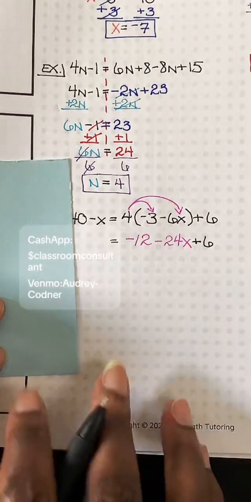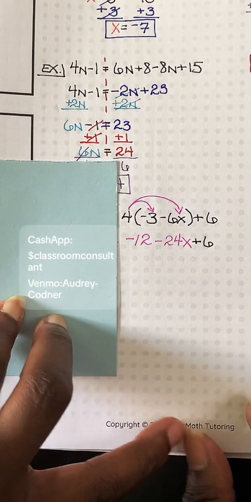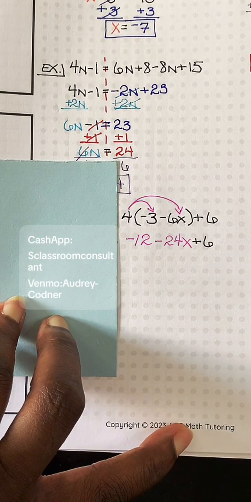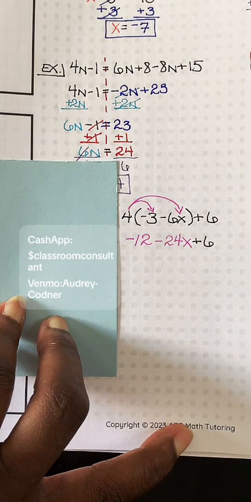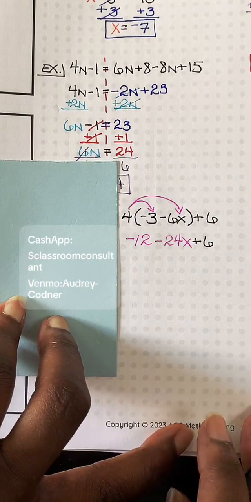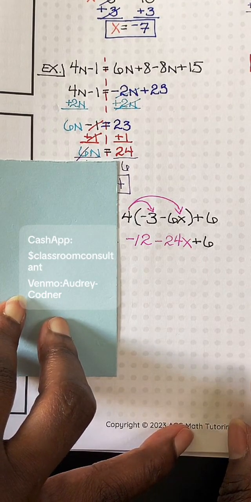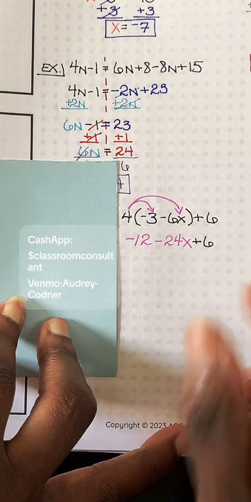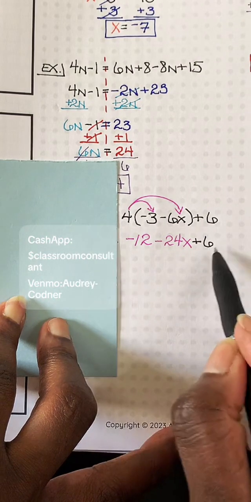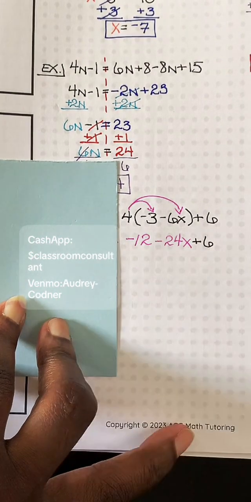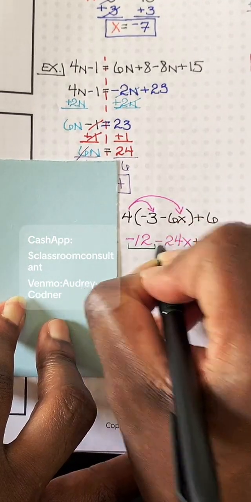And then we have this equals. But what else is happening over here? What can we do next? Because we already distributed the 4. So now we got like terms. So instead of me adding the 12 to the other side and subtracting the 6 to the other side, we can actually combine those two, because these two are like terms.